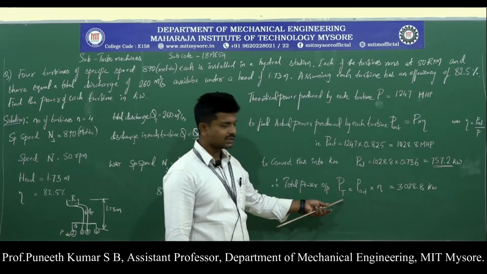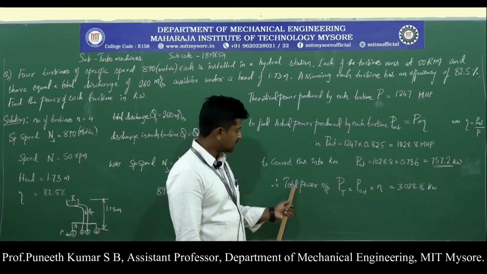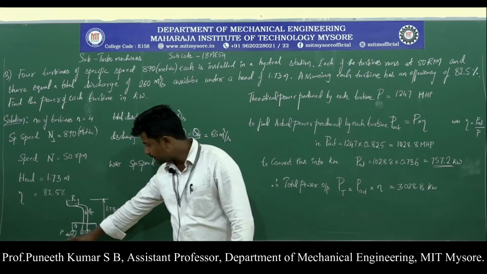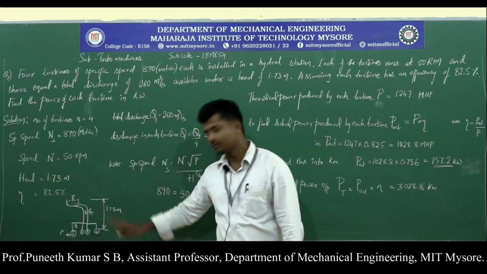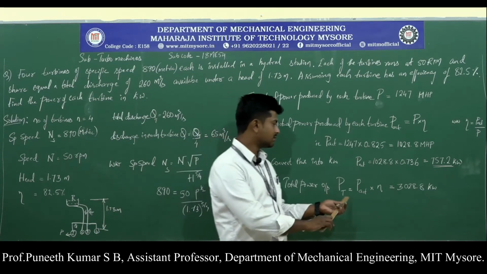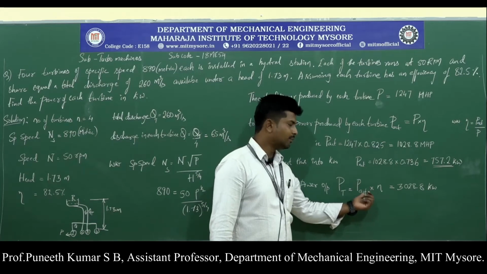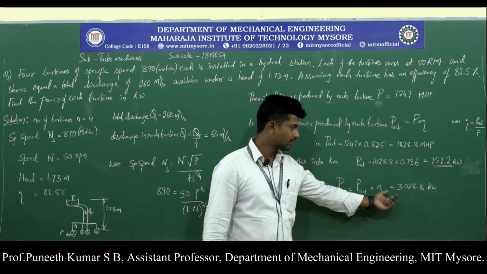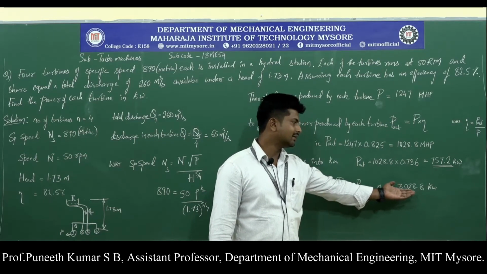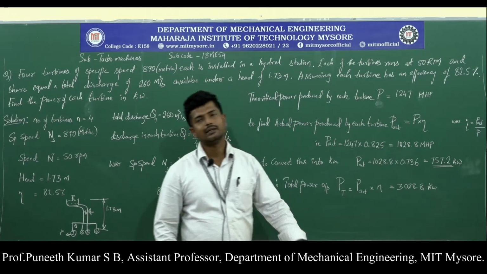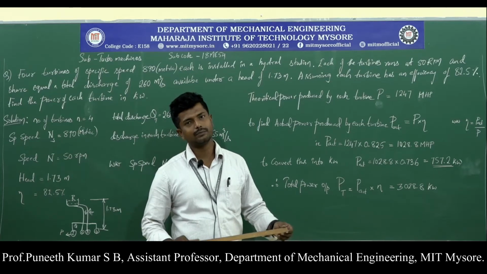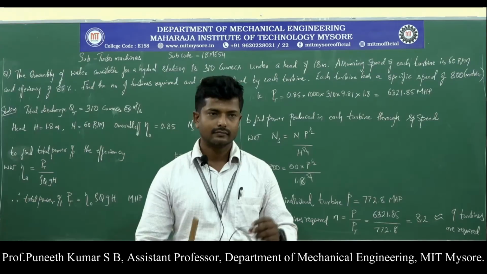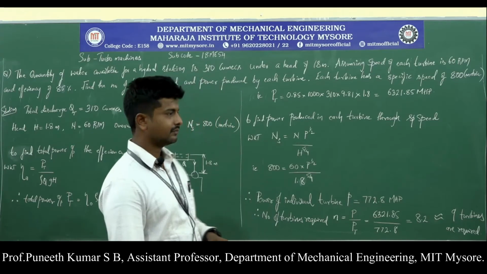So we are going one step ahead to see what is the total power output by the combination of all the 4 turbines. That is just the actual power you multiply with the number of turbines, which is 4 in this particular problem. So we are getting 3028 kilowatt. This is the total power produced by this entire hydro power plant. Going on to the next problem.